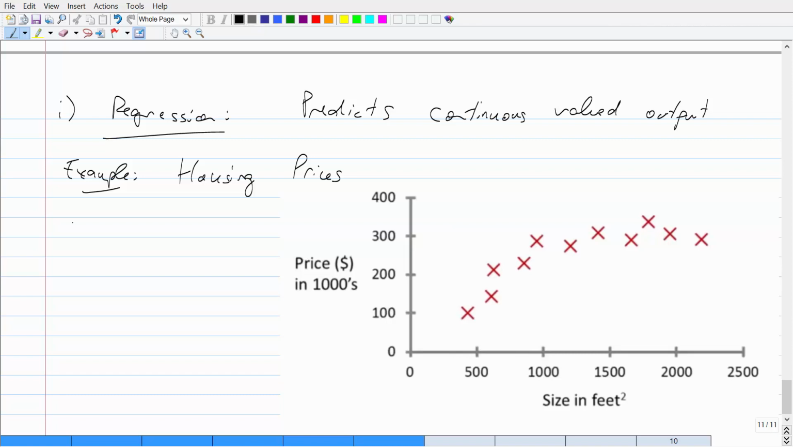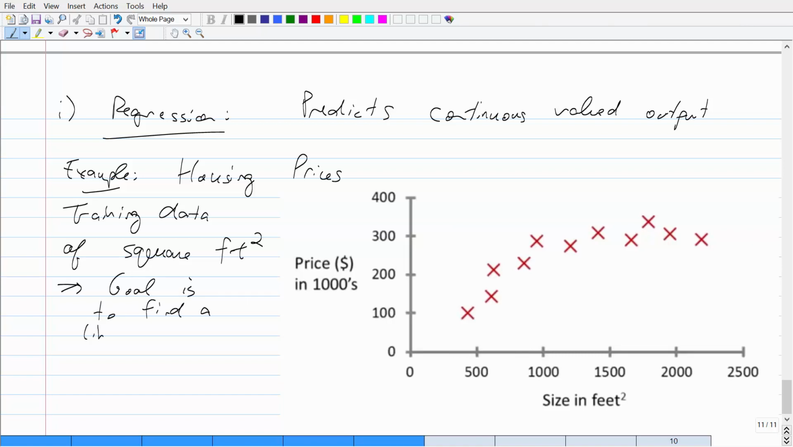Okay, so the housing prices here. So we've got the x-axis. So we've got training data of square footage. Sorry, I'm trying to write a squared here. And the goal is to find a line of best fit and predict the price.